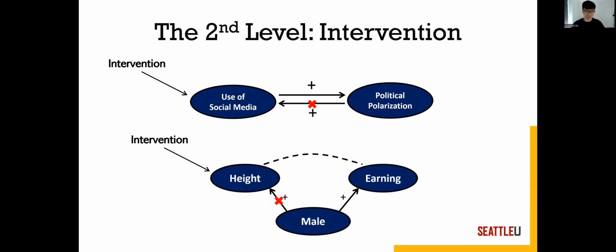So in this case, even though there's no relationship between the use of social media and political polarization, we still observe the change of political polarization, which is not because of our intervention. It's because of other factors that we don't know. So how should we know? How should we isolate the effect of the use of social media, right? So in this case, intervention might not be enough.